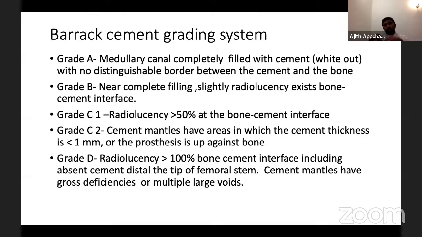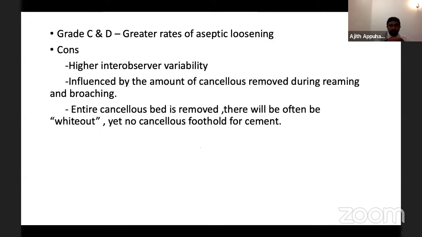So when you go to D, the radiolucency is more than 100 percent of the bone cement interface, and sometimes there is absent cement at the tip of the femoral stem, and sometimes gross deficiencies around the stem and multiple large voids. So those are the C and D features for the cement grading, the Barrack grading system.